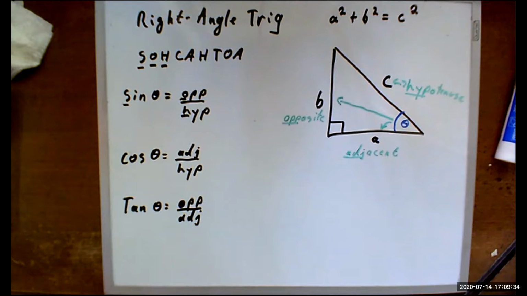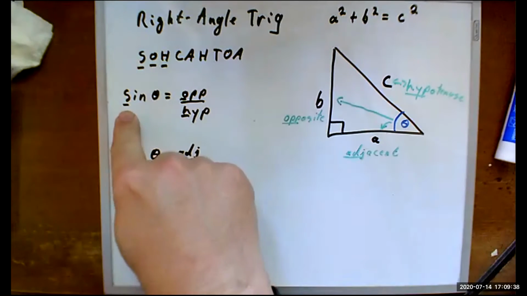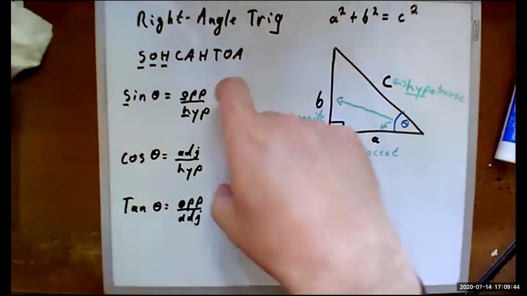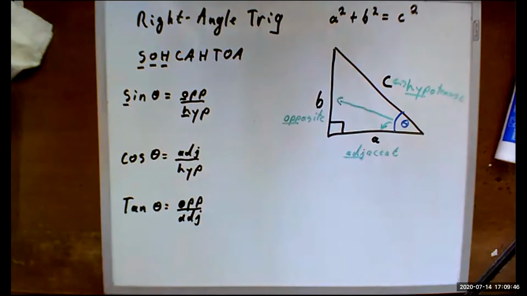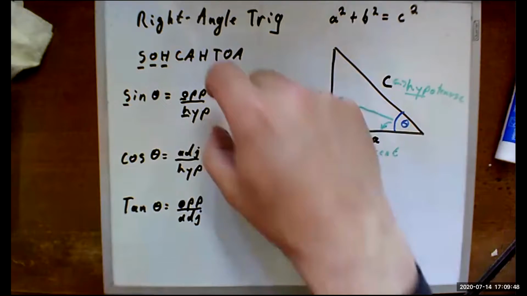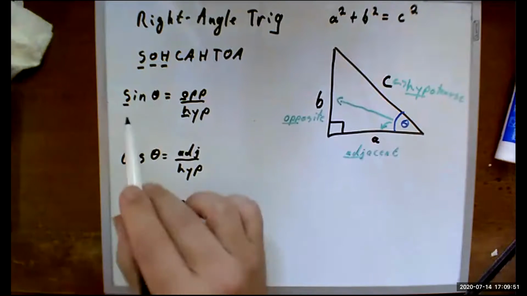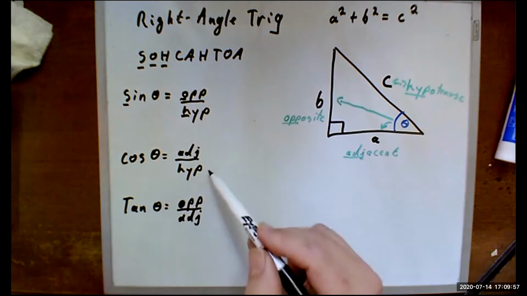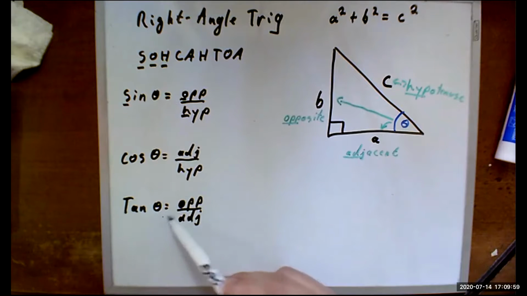So I want to pause here just for a moment. Sine, cosine, and tangent are relationships to angles, and they are these things. So if you're questioning, well, what is sine? This is sine. The sine of the angle is equal to the opposite over the hypotenuse. The cosine of an angle is equal to the adjacent over the hypotenuse. The tangent of an angle is equal to the opposite over the adjacent.